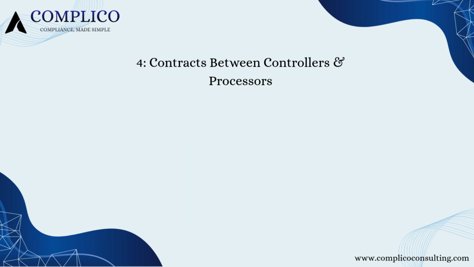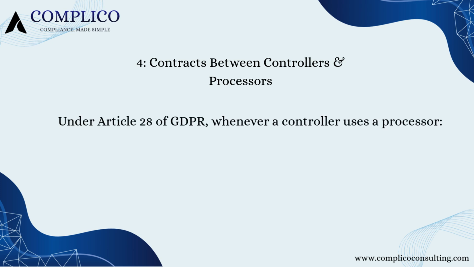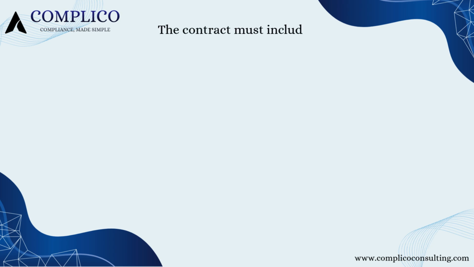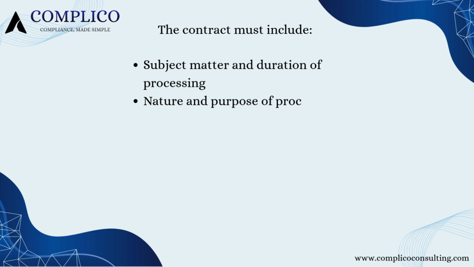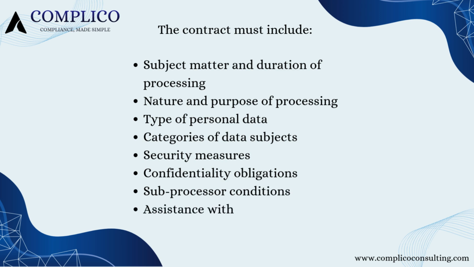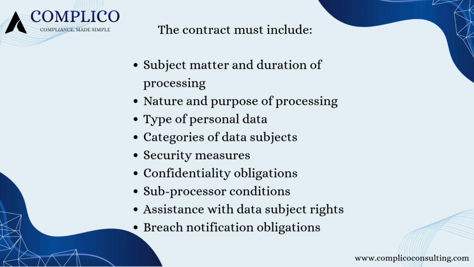Contracts between controllers and processors. Under Article 28 of GDPR, whenever a controller uses a processor, a data processing agreement, DPA, must be in place. The contract must include: subject matter and duration of processing, nature and purpose of processing, type of personal data, categories of data subjects, security measures, confidentiality obligations, sub-processor conditions, assistance with data subject rights, and breach notification obligations.